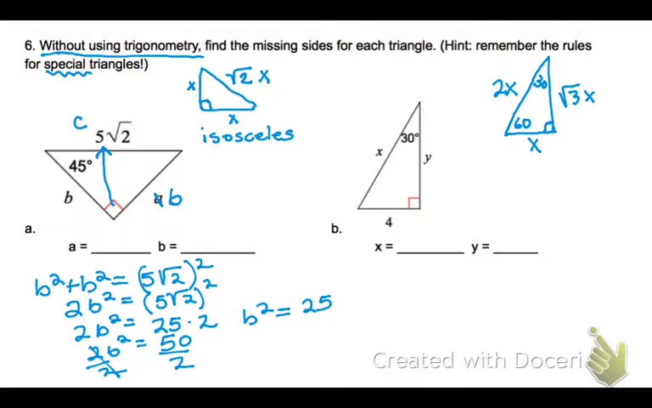So b has to be equal to 5, because I take the square root of 25, which is 5. So on our triangle, we have b is 5, b is 5, and sure enough, b times the square root of 2 is the hypotenuse. And you can do the 30, 60, 90 on your own. Again, if you need to go over this, go back to the quiz and look at it, because there were problems just like this on the quiz.